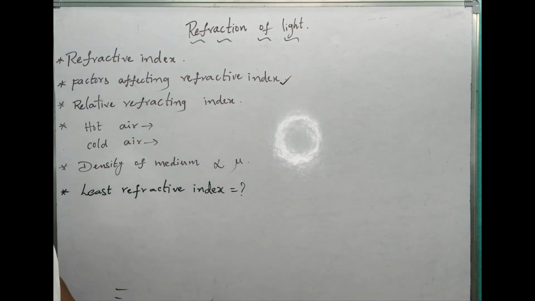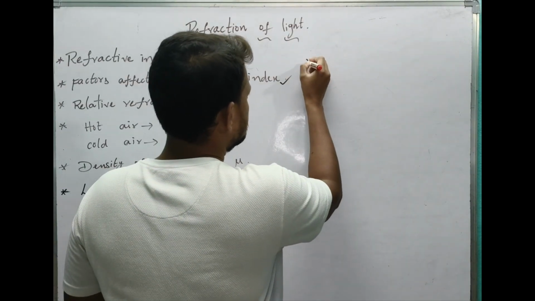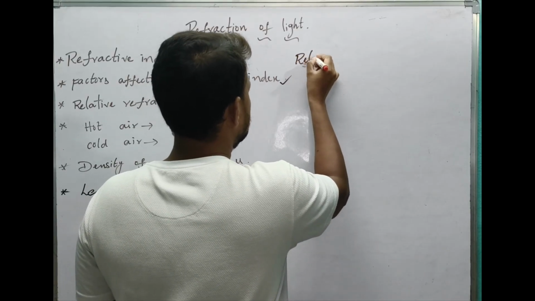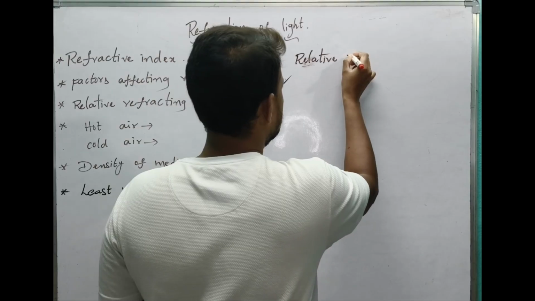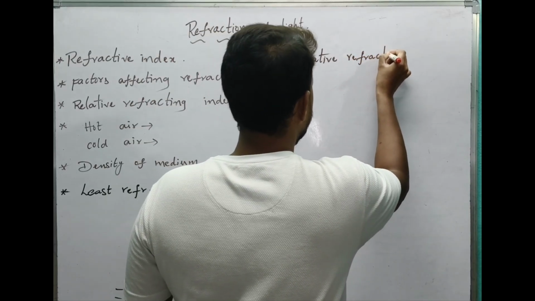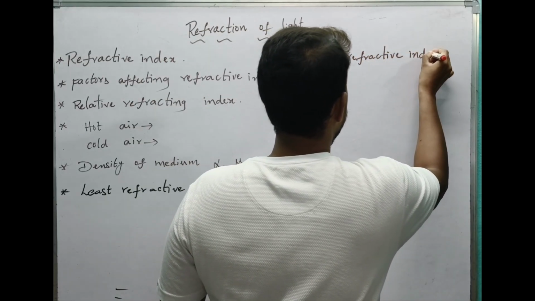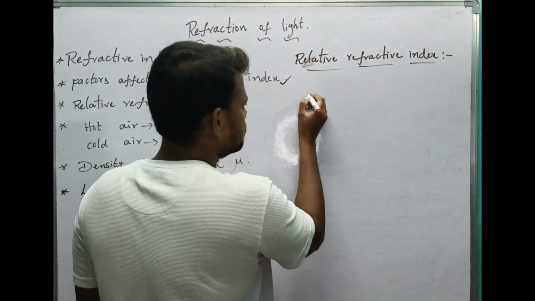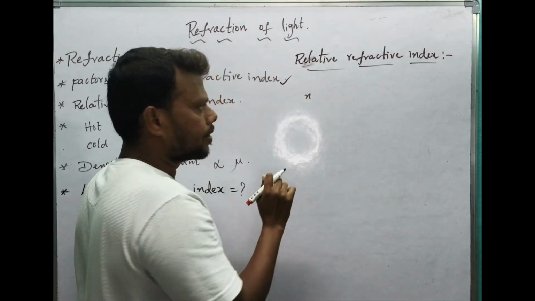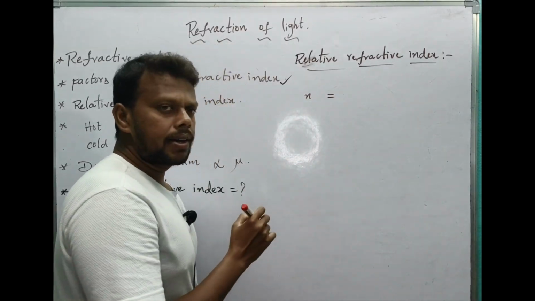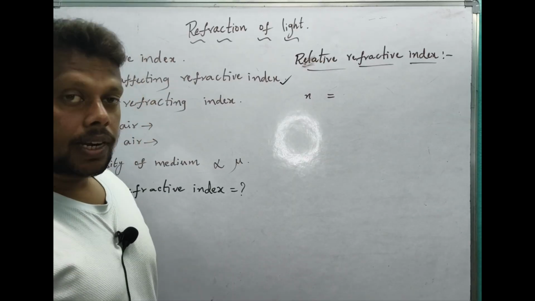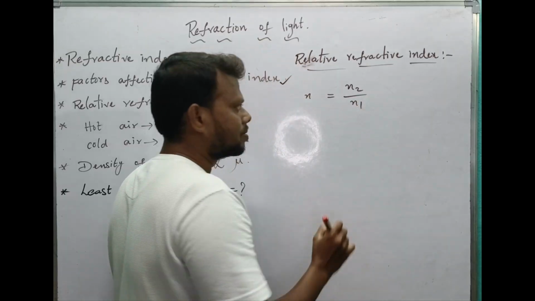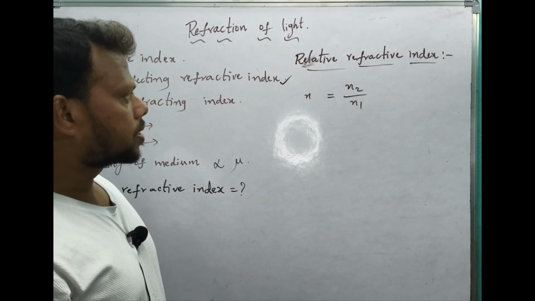Relative refractive index. It is a ratio, so simply I will write n. N is the relative refractive index, which can be defined as the ratio of the refractive index of the second medium by the refractive index of the first medium. So we write n2 by n1. This is the relative refractive index.